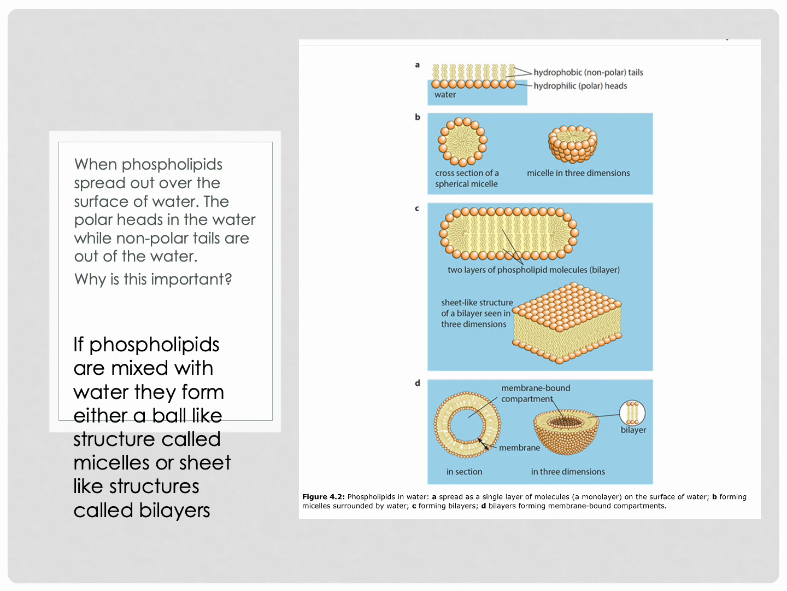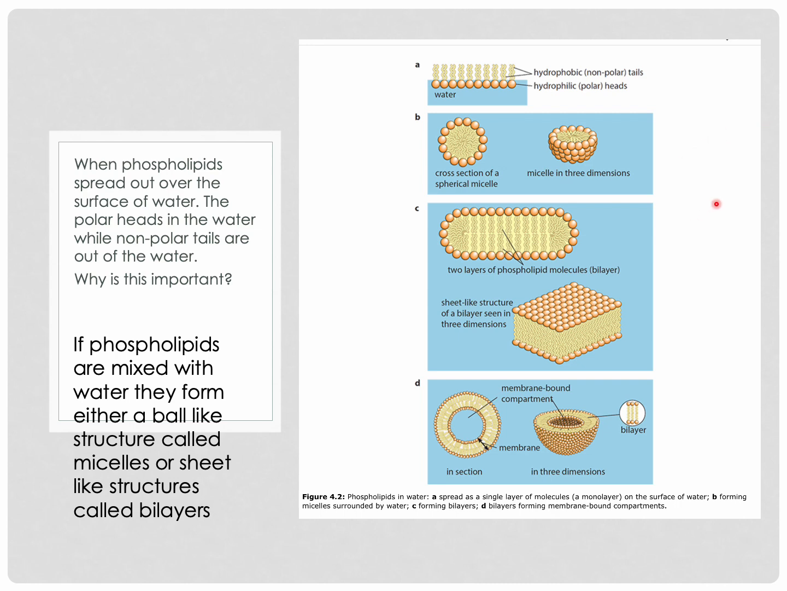When phospholipid molecules are spread out over the surface of water, they form a single layer with their heads in the water because the heads are polar, hydrophilic. Their tails project out of the water because they are nonpolar, hydrophobic. If phospholipids are mixed with water, they form either a ball-like structure called a micelle or a sheet-like structure called a bilayer. A micelle is basically a group or cluster of surfactant phospholipid molecules dispersed in a liquid.